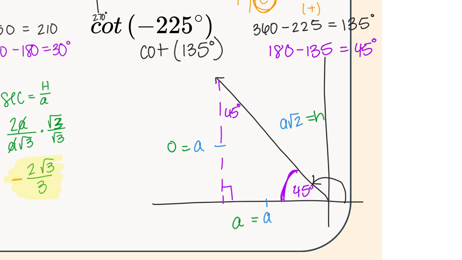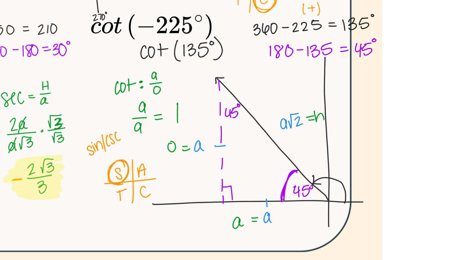Okay, I'm dealing with cotangent, and that's going to be adjacent over opposite. So A over A simplifies as 1. And now I need to determine if it's positive or negative. All students take calculus. In quadrant 2, only sine and cosecant are positive. So yes, this would be negative, and in this case, your answer is negative 1.